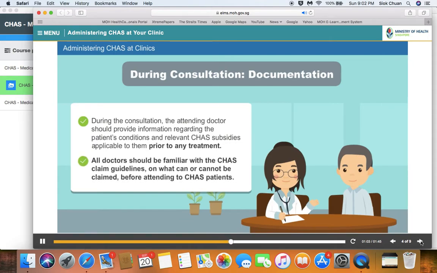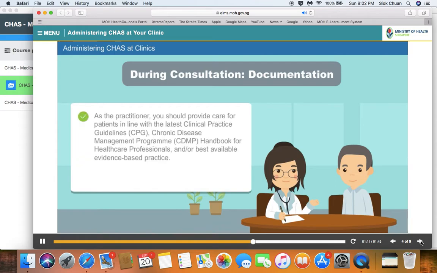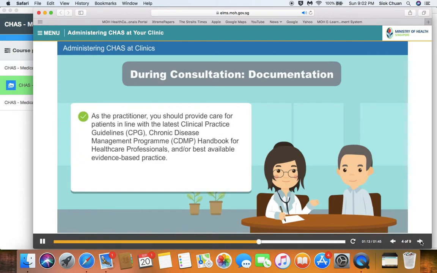All doctors should be familiar with the CHAS claim guidelines on what can or cannot be claimed before attending to CHAS patients. As the practitioner, you should provide care for patients in line with the latest clinical practice guidelines, CDMP handbook, and/or the best available evidence-based practice. You should not provide services that the CHAS patient does not require.